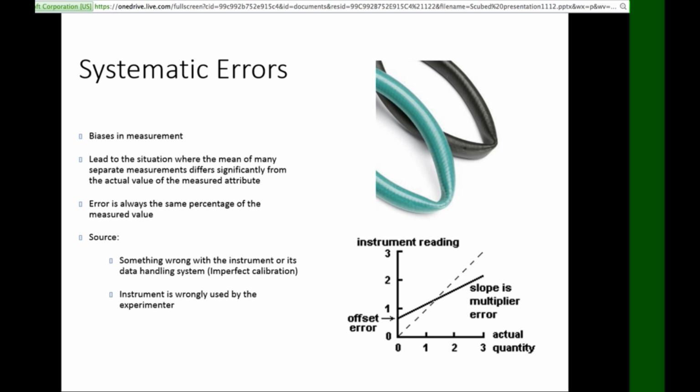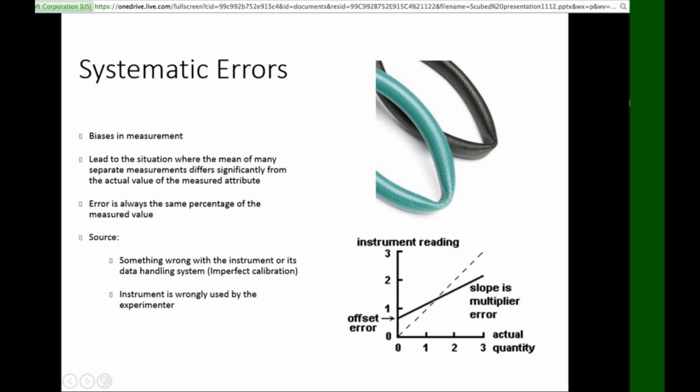This is an example of what we know as a zero error. The instrument does not read 0 when the quantity to be measured is 0. So as we can see, imperfect calibration of measuring instruments is a major source of systematic errors. And in this case, the systematic error would be constant. However, this is not true of all systematic errors. They are not necessarily constant, but they are usually a proportion or a percentage of the actual value of the measured quantity.